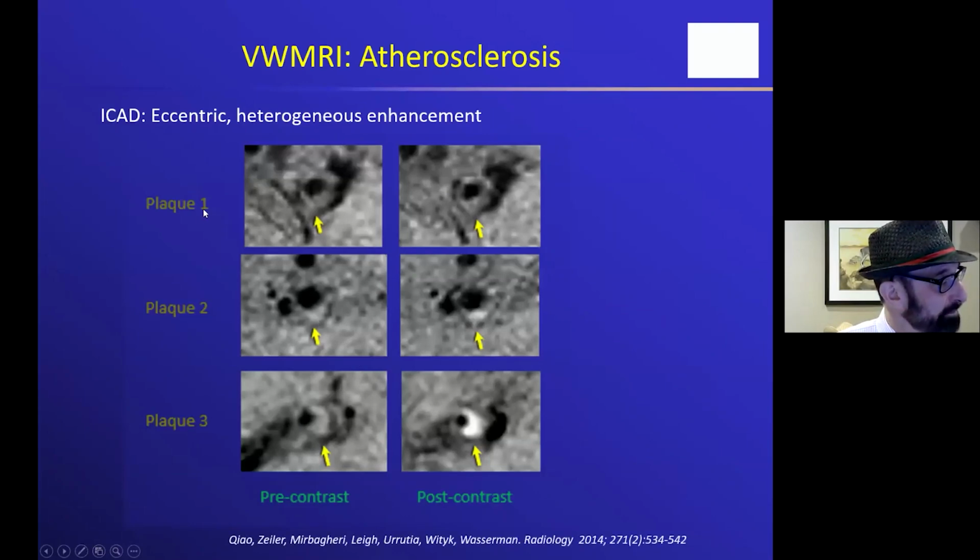Here's another example of three different plaques with different amounts of contrast enhancement associated with it. And he was able to grade the degree of the contrast enhancement and showed that the degree of contrast enhancement of the intracranial atherosclerotic plaque increased the risk of the thrombogenesis and ultimate stroke.